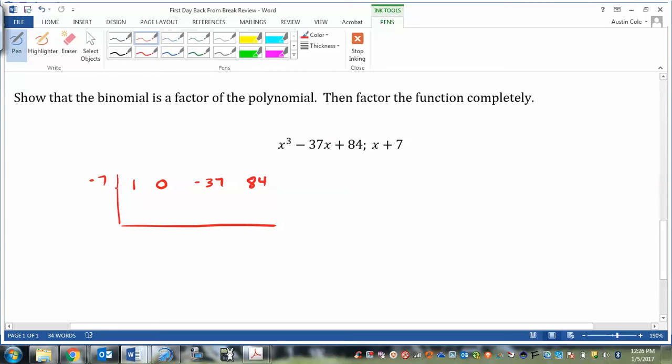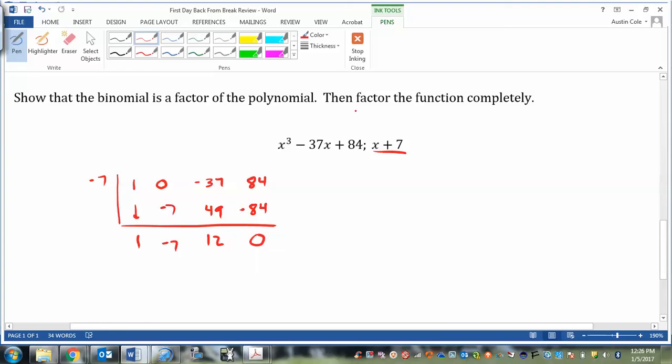You do the opposite. So right now I'm thinking, hey, x plus 7 is a factor. I'm just showing it. So I'm going to bring down my 1, multiply to get negative 7, add to get 49, put my 49 on, multiply to get 49, add to get, what is that? 12. 12 times negative 7 is negative 84, and add to get 0.